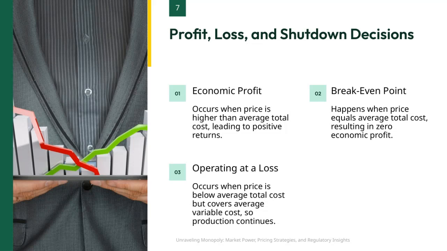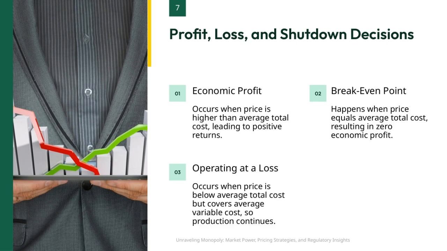Here we explore the key concepts of profit, loss, and shutdown decisions in business operations. First, economic profit happens when the price of a product is higher than the average total cost, which means the company is making a positive return beyond covering all its costs. Next, the break-even point is reached when the price matches the average total cost, resulting in zero economic profit. The business is covering all costs, but not making extra profit.